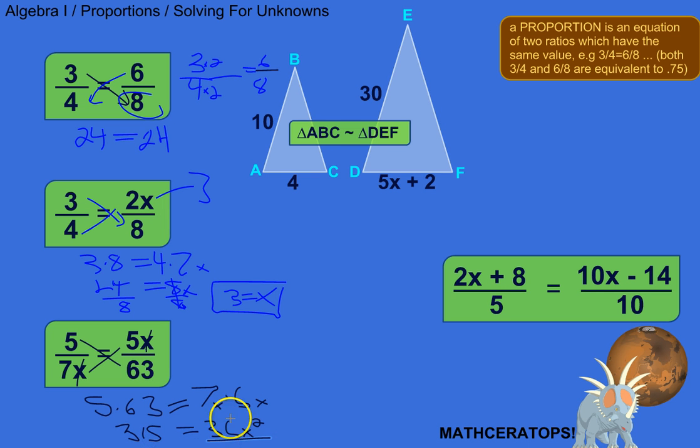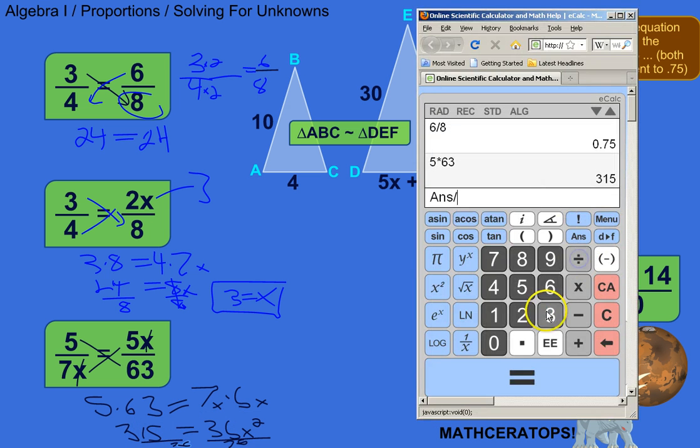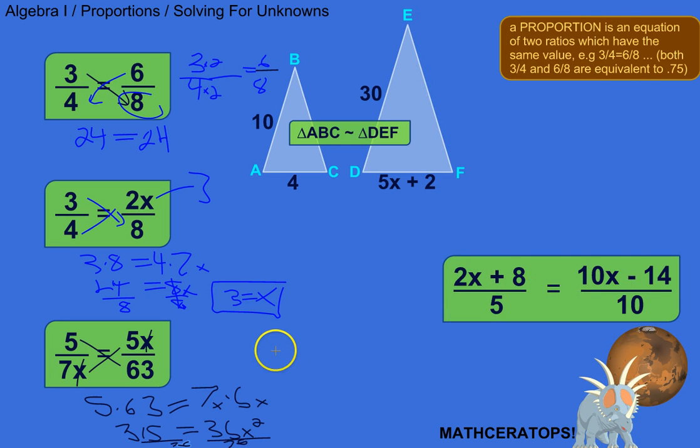So first, let's get rid of this 35. It's being multiplied by 35. So it's kind of going off the screen here. So 315 divided by 35 is 9. So 9 equals x squared.